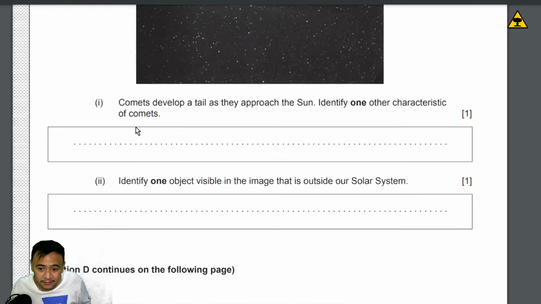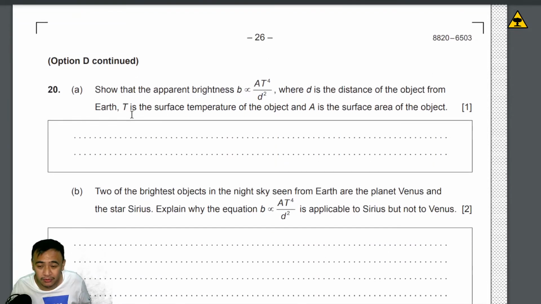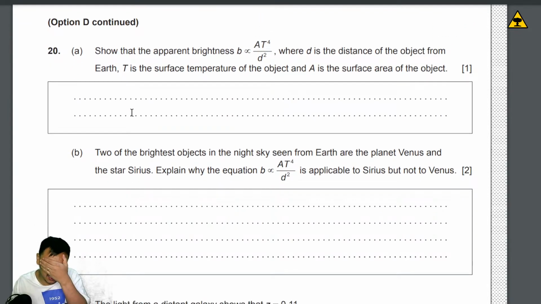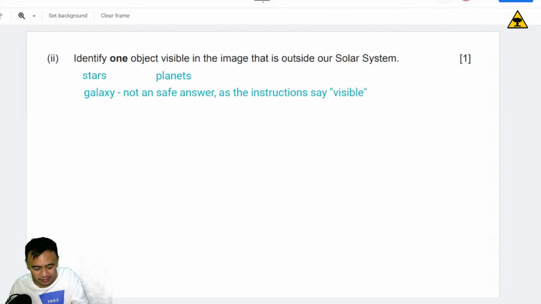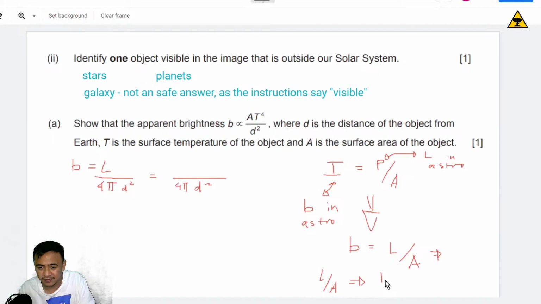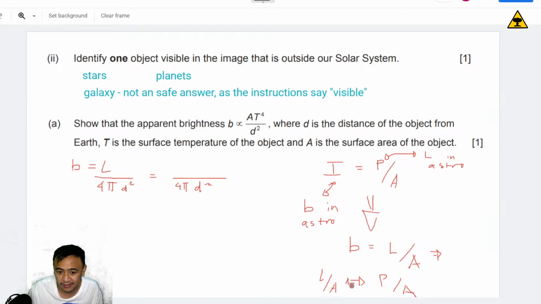Next. This is going to go into topic 8. Show that the apparent brightness B is proportional to AT^4 over D^2, where D is the distance, T is the temperature of the surface of the object, and A is the surface area of the object. Since it's a show question, you're going to have to start with: it's just equal to power over area. So this is going to be equal to power.